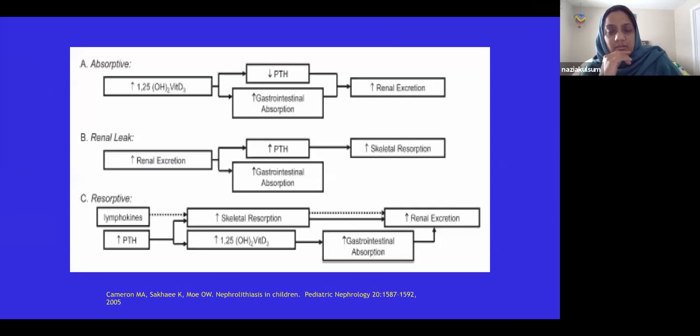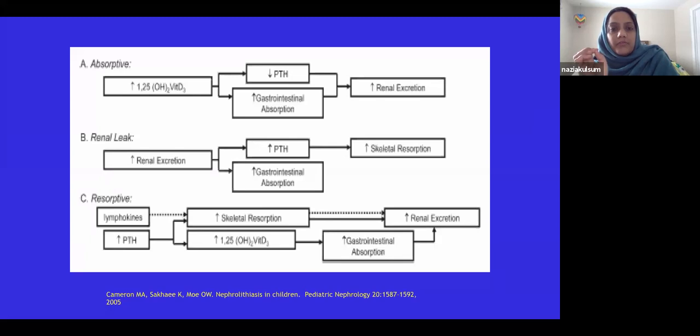So this is just a normal schematic of how calcium absorption happens. So for normal calcium absorption that happens from your diet, you need your vitamin D, active vitamin D. So vitamin D, along with your parathyroid hormone, will decide how much absorption of calcium happens from the GI tract and how much gets lost in the urine. So vitamin D is essential for calcium absorption.